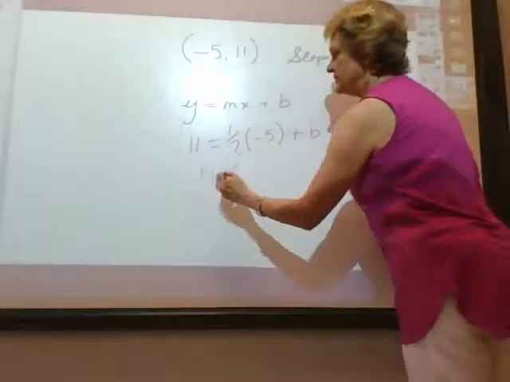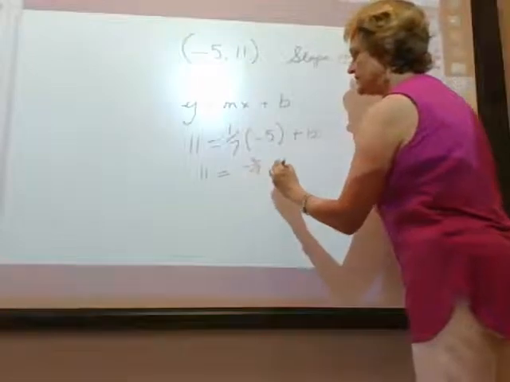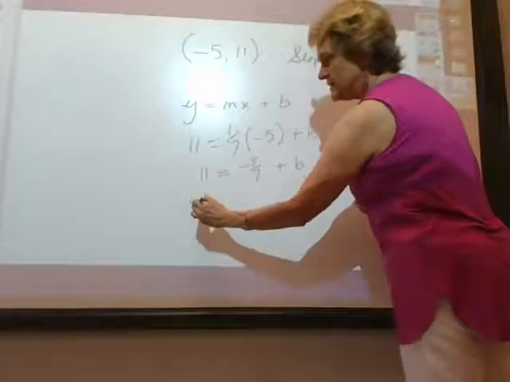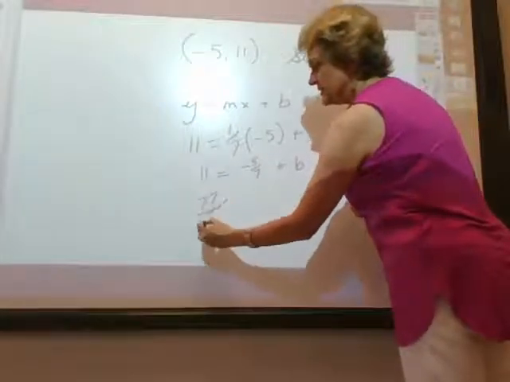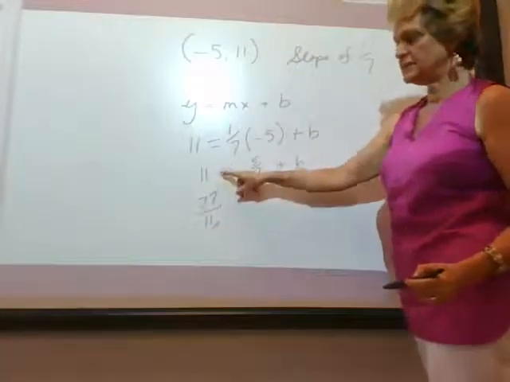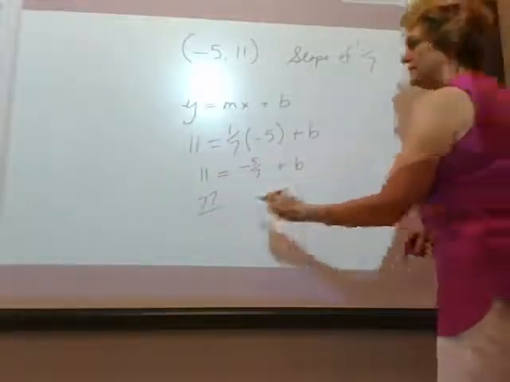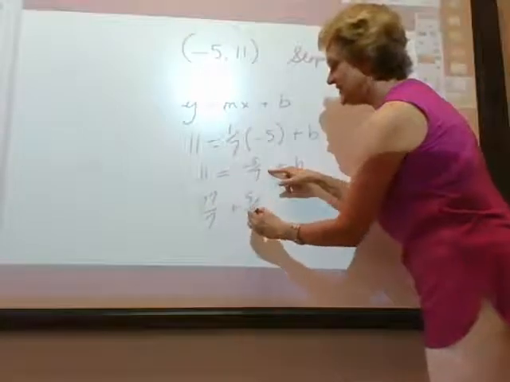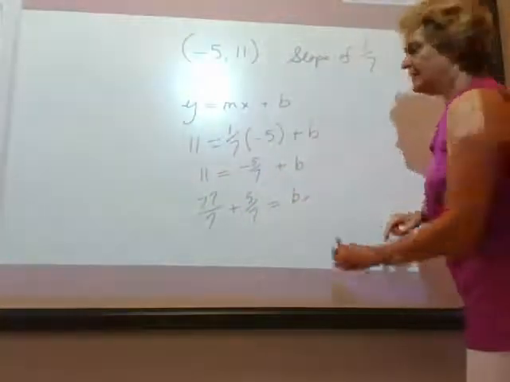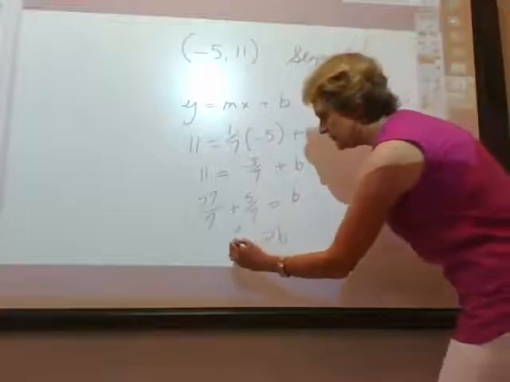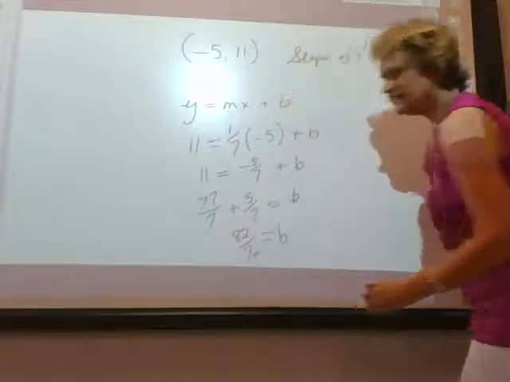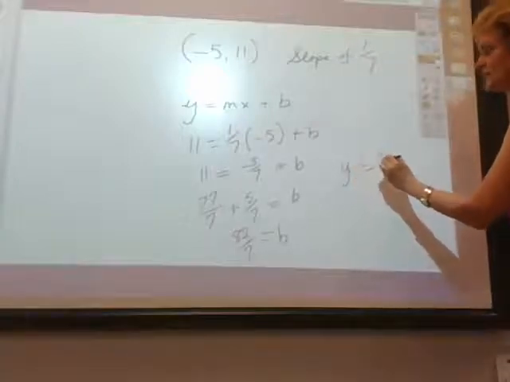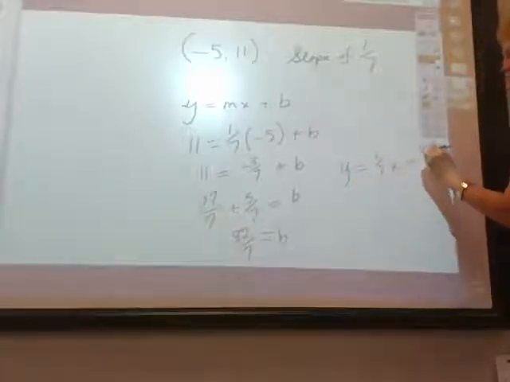Plugging in y, slope, x plus b. So 11 equals -5/7 plus b. Okay, I'm going to make common denominators. So 7 times 11 is 77. All right, add 5/7 so that I get my b. All right, so b is, boy, that's a weird number. 82/7. Yeah, I guess it can be pretty weird. All right, so our equation is y equals 1/7 x plus 82/7.